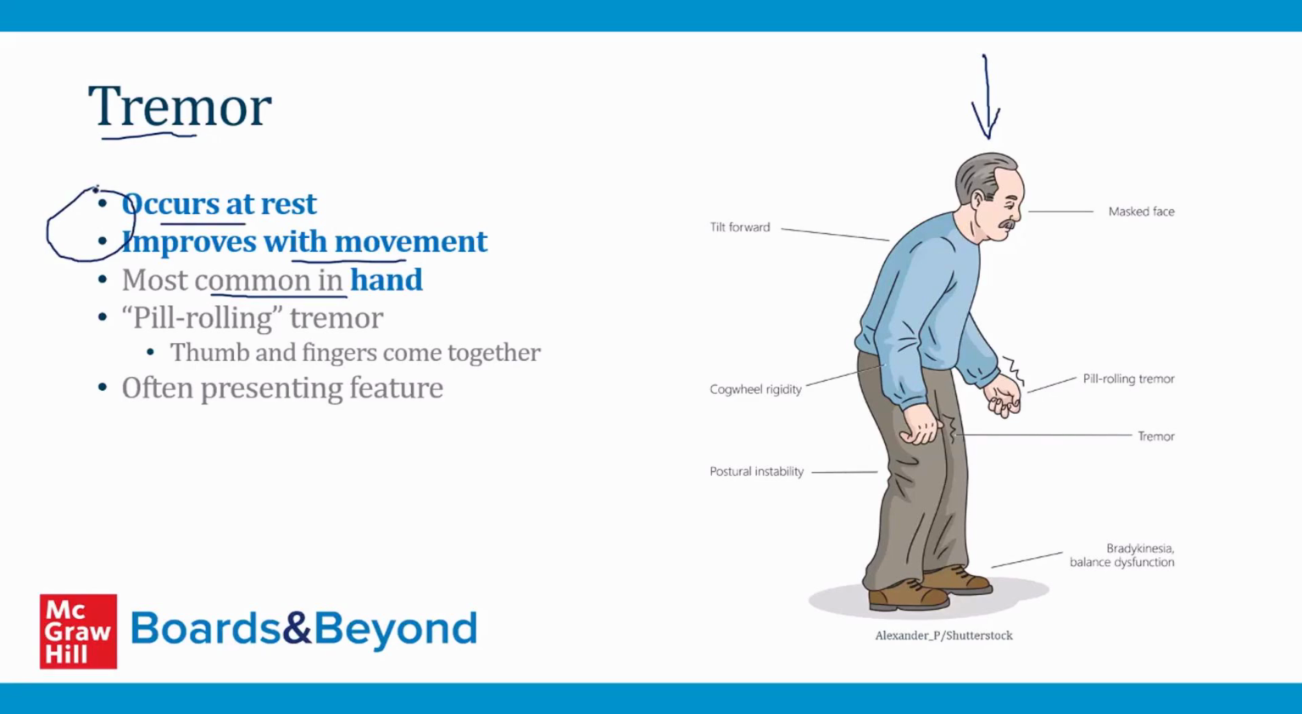If the tremor doesn't have these features, it can be due to other things, which I talk about in other videos. The tremor is described as a pill-rolling tremor. So what does this mean? This means that the patient's thumb and fingers often come together as if they're rolling a pill between the thumb and the fingers. And as I said, tremor involving the hand is a classic feature of Parkinson's disease. It's often the presenting feature that leads to the patient getting the diagnosis.